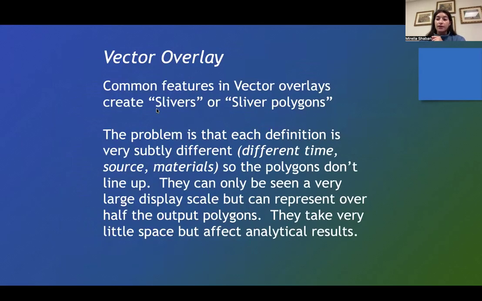So when we overlay vectors, there's one common problem, and this is called a sliver or a sliver polygon. This is essentially when your polygons from one layer and the next don't fully line up. It can be very difficult to see where these slivers occur, but sometimes when you have a very large display that you project your map upon, you can see those slivers or misalignments. They can take up very little space, but even though you may not be able to see them well, they can heavily affect analytical results if there are large slivers.